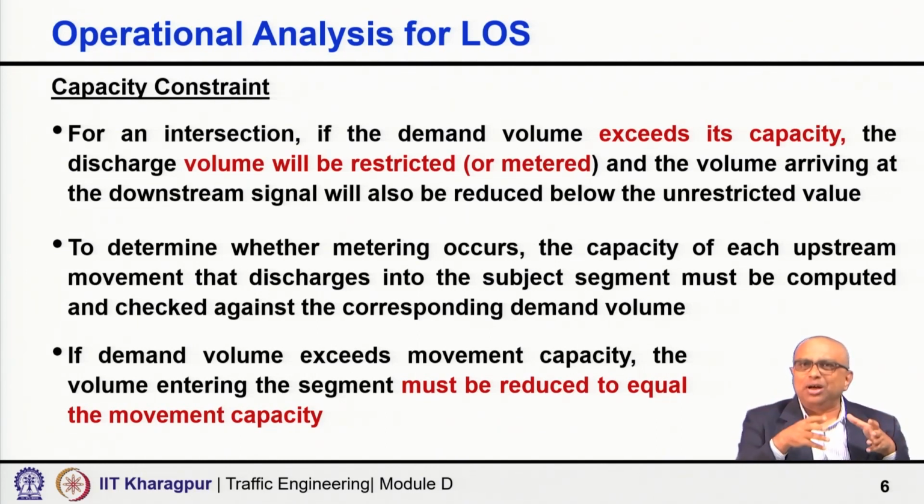And if the demand volume exceeds the capacity, that shows that it is getting metered, and therefore, the volume which is entering the segment must be reduced to equal the movement capacity. We cannot take the demand, but we should reduce the volume entering the segment to equal the movement capacity. We cannot simply take the demand which is coming to that intersection.